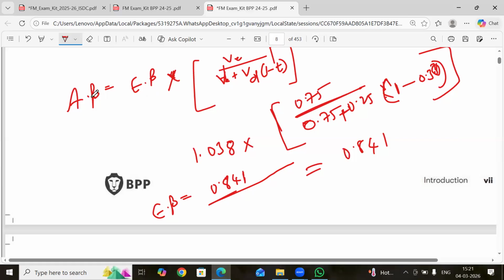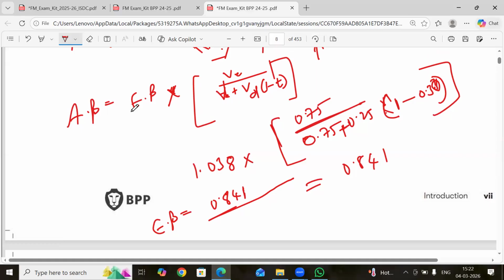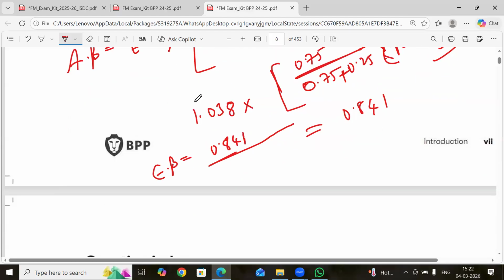So equity beta is nothing but asset beta divided by all this. See here, equity beta into all this is asset beta. Now you want to find equity beta, asset beta you've got. Now asset beta divided by whole this right hand side factor will give you equity beta. So I'm taking asset beta. This answer is still here.